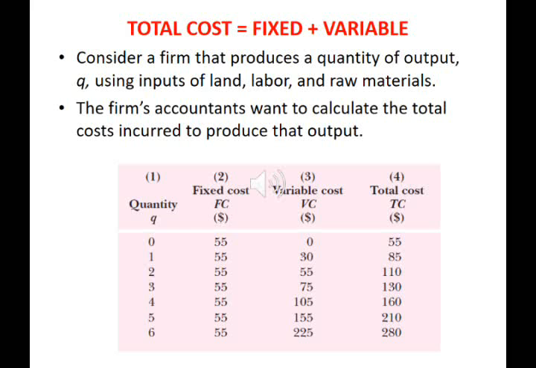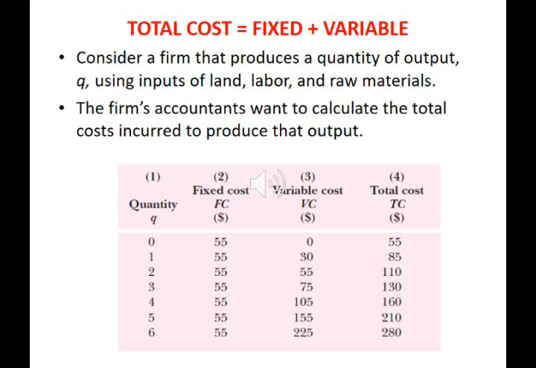If we look at this table, we'll find that the first column has the quantity produced by this firm, the quantity of final goods produced, Q, which starts from 0 when the firm produces nothing, and then the first unit, second unit, until the 6th unit. And the last column in this table gives us the total cost. As you can see, as the quantity produced by the firm increases, as Q increases, the total cost facing the firm will increase.